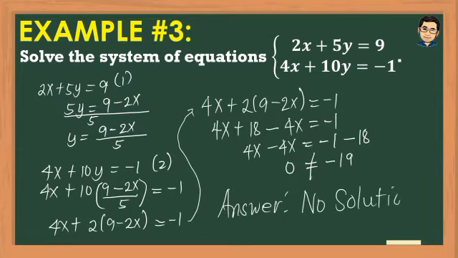Okay, so nakita nyo naman po, wala tayong makukuhang value ng x dito is because 4x minus 4x is 0. So 0 is not equal to negative 19. That is no solutions.